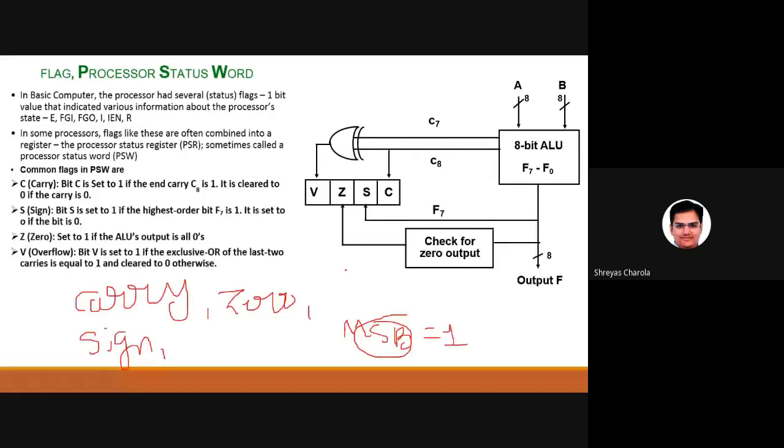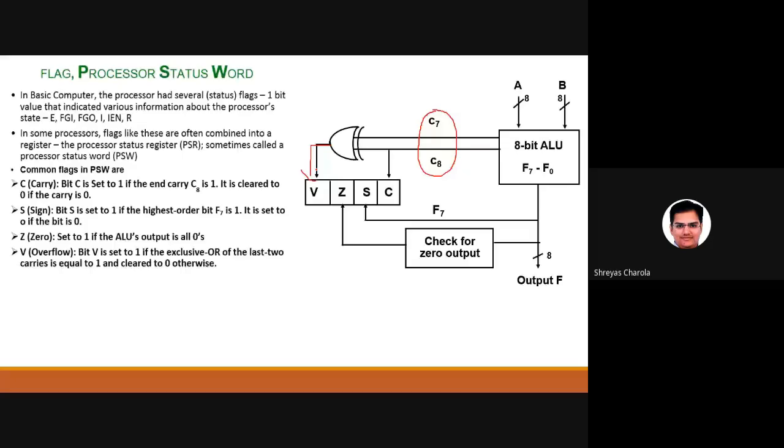Last is the overflow flag. The overflow flag will be set when you do the XORing of C7 and C8. According to the answer, the overflow flag will be set to 1. So now let us draw the diagram. Here, look at this. It is an ALU, F0 to F7. In F7, what might be the value that will be added into the sign flag?